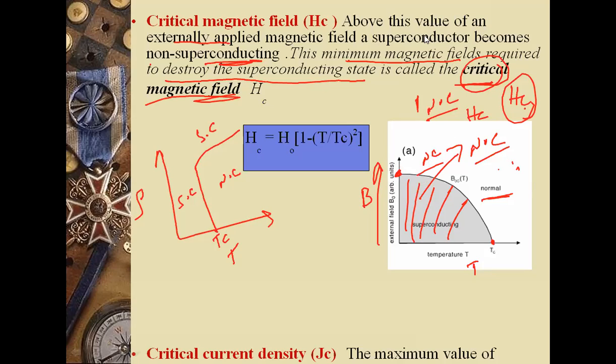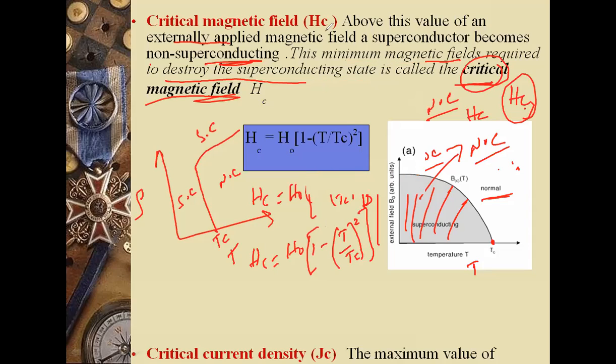So this graph also you have to remember. Very important graph. And the equation for that is this one. So what is the equation? HC is equal to H naught, where HC is the critical field and H naught is the applied field, times the bracket 1 minus T by TC, whole squared. You should remember this equation. HC is equal to H naught times the square bracket 1 minus T by TC, whole squared.